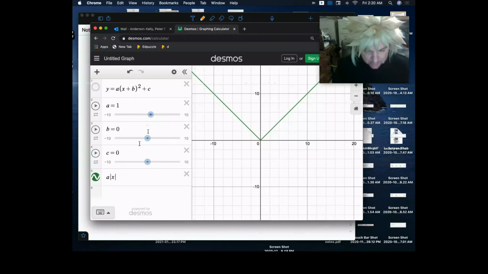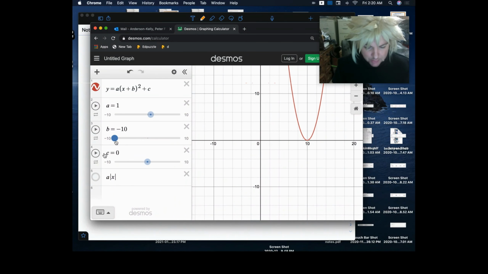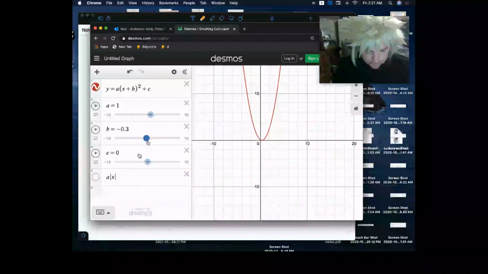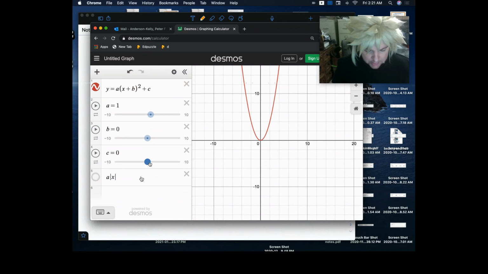Okay, so that's A. B shifts the function left and right, but it's counterintuitive. So if it moves positive, it's actually going to the left, and if it's moving negative, it's actually going to the right. Okay, and then we also have C, which goes up and down, up and down.